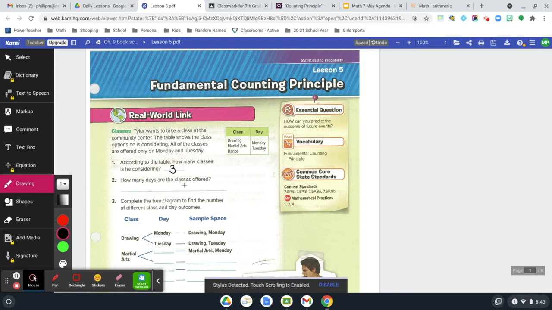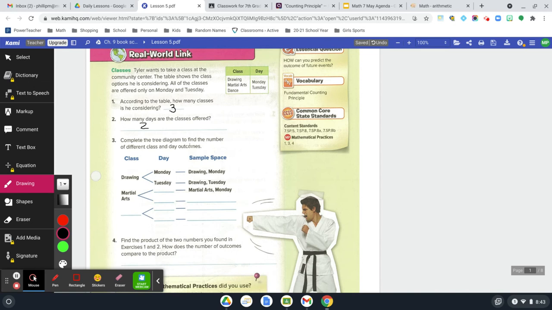And then how many days are the classes offered? Well, they're just offered on Monday and Tuesday according to the table there. So just 2 days. So in number 3, complete the tree diagram to find the number of different class and day outcomes. And so we just got done doing this in lesson 3. So you'll notice, right, here's drawing. This is the trunk of our tree here starting off. And so one of the possibilities is the drawing class, which is offered on Monday or Tuesday. And so you would have an outcome of taking drawing on Monday or taking drawing on Tuesday.